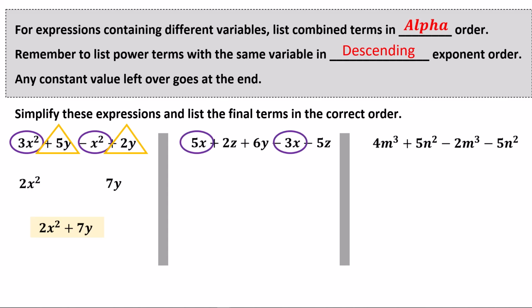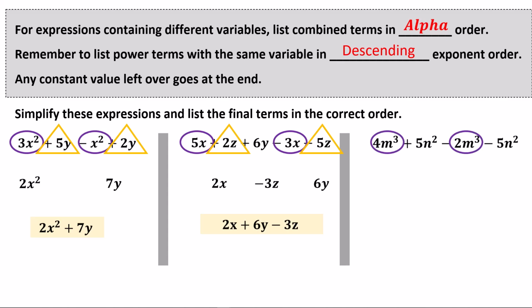In the middle expression, the two x terms, 5x minus 3x, become 2x. The z terms combine to be negative 3z. And then the 6y term is left over. We put them in alphabetical variable order, so 2x plus 6y minus 3z.